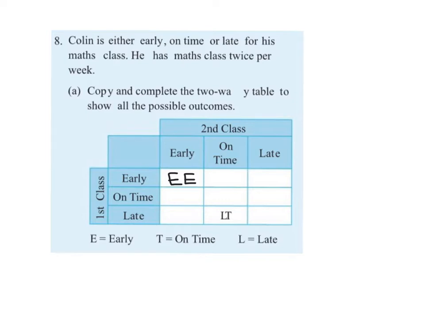Okay, so I have early and early, on time, T, and early and late. On the next row, I have T for on time and early, on time and on time, and then we have on time and late, and then finally we have late and early, we have late and on time, and then we have late and late.